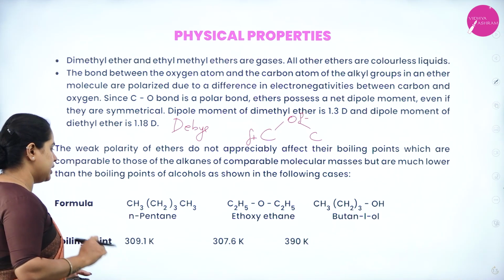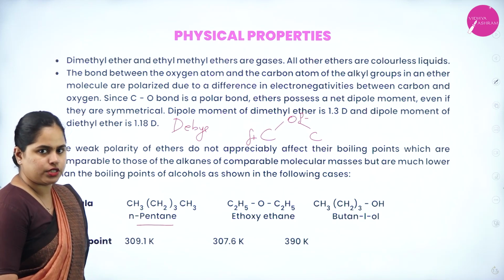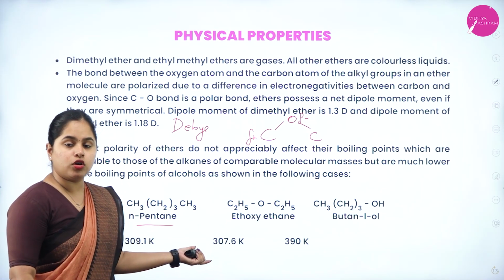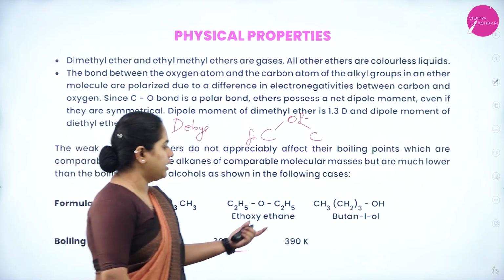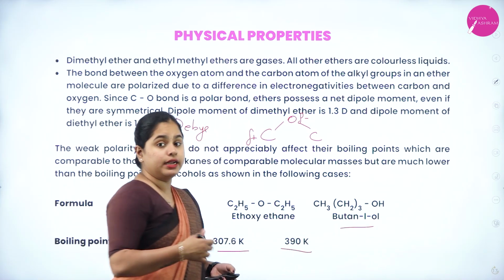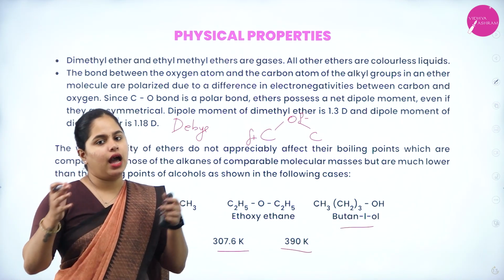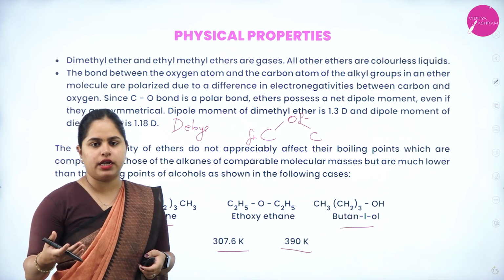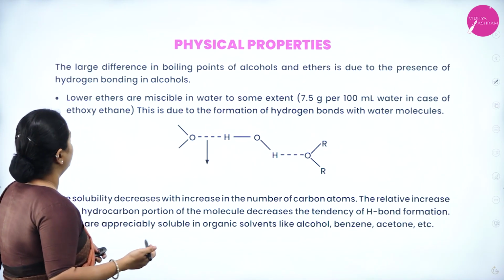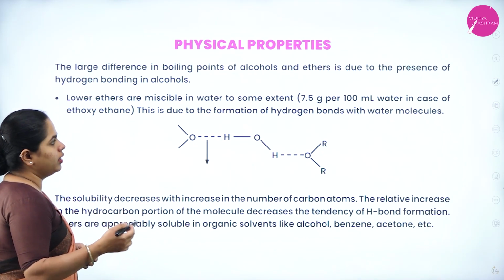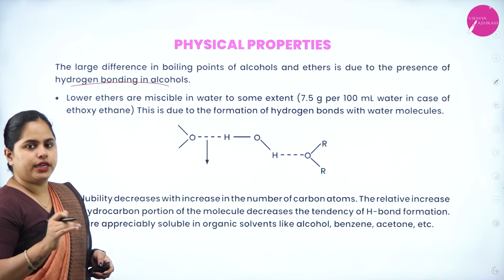Okay, so as you can see here, normal pentane, the hydrocarbon, has a boiling point of 309 Kelvin. The next one is ethoxyethane, which is your ether. It is 307.6 Kelvin, and you have your alcohol, which is 390. So if you compare hydrocarbon, ether and alcohol, alcohol will of course have the highest boiling point, then ether, then hydrocarbon in the end, right? The large difference in boiling point of alcohol and ether is due to the presence of hydrogen bonding in alcohol, which we have studied in detail in alcohols.